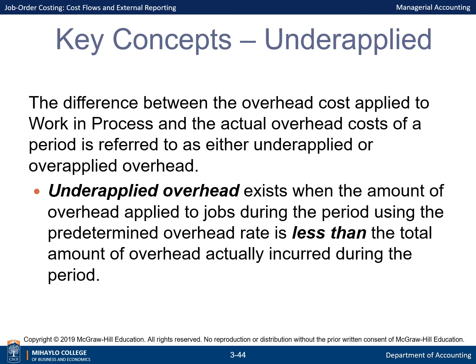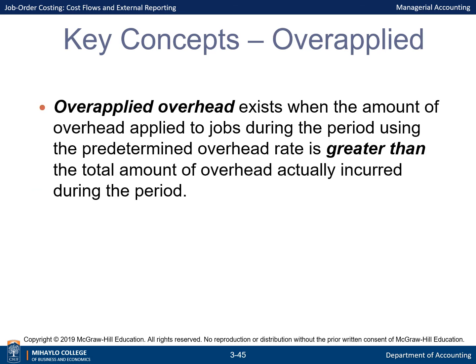Underapplied overhead exists when the amount of overhead applied to jobs during the period using the predetermined overhead rate is less than the total amount of overhead actually incurred during the period. Overapplied overhead exists when the amount of overhead applied to jobs during the period using the predetermined overhead rate is greater than the total amount of overhead actually incurred during the period.